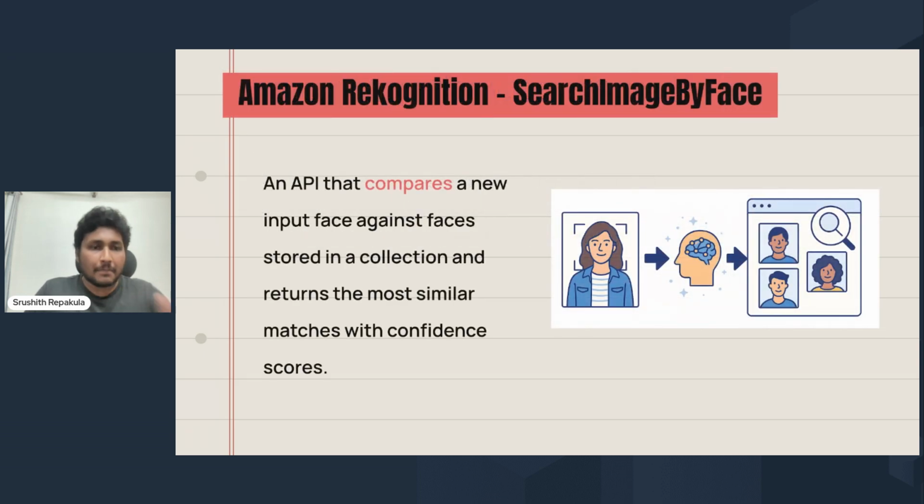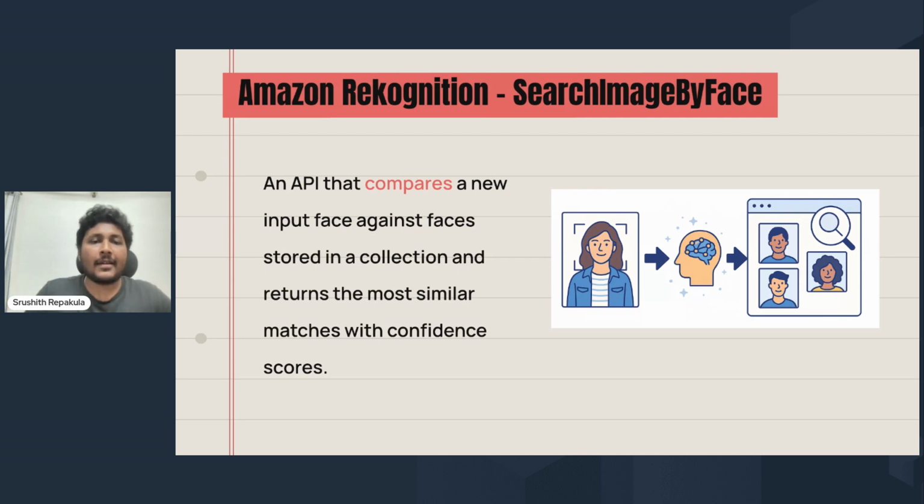So the next main part is the search image by face. We've been talking about indexing, so you now have the database. Now you will need the capability to search the images in that database, or rather collection, technically. So what is it that we use? We use search image by face.